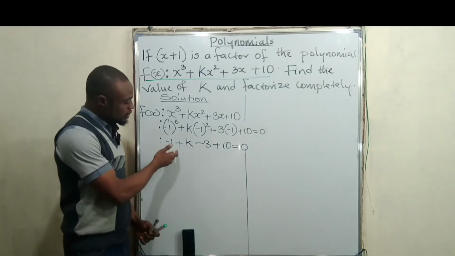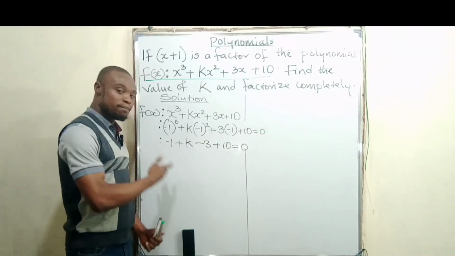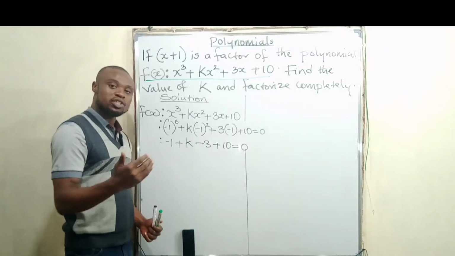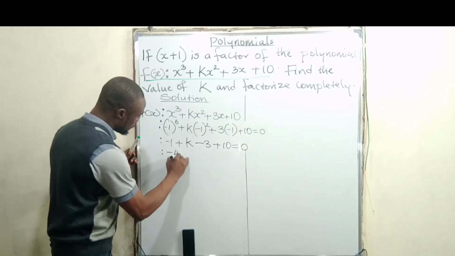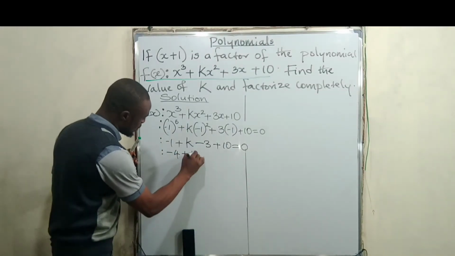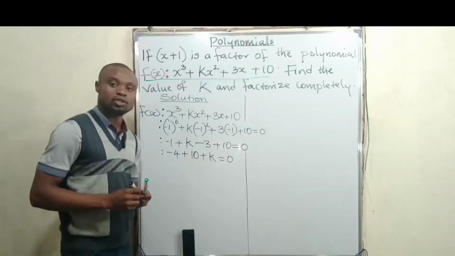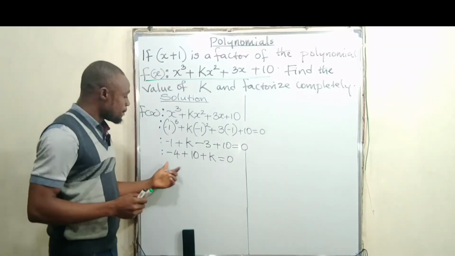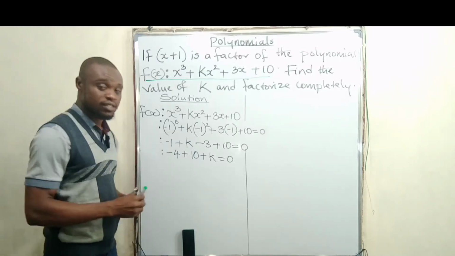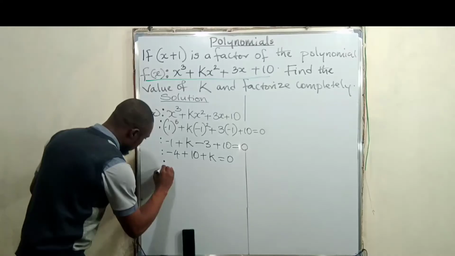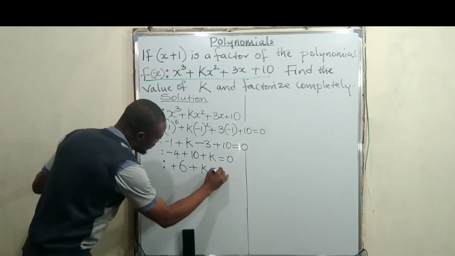So at this point we have minus 1, and at this point we have minus 3. So minus 1 and minus 3 is minus 4. So we have minus 4 plus 10 plus our k to be equal to 0. I just decided to rearrange them. So minus 1 plus 10 is plus 6, right? Okay, so we have plus 6 here plus k here is equal to 0.